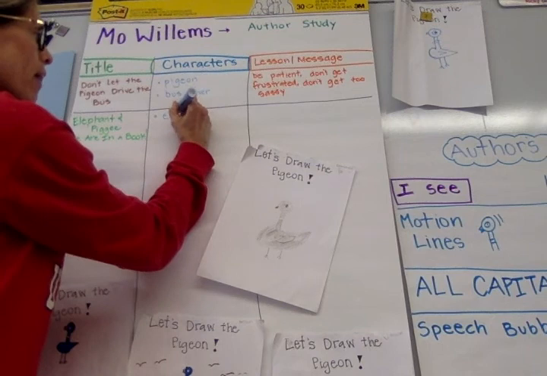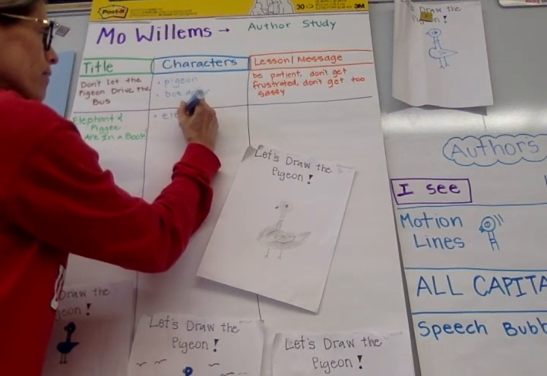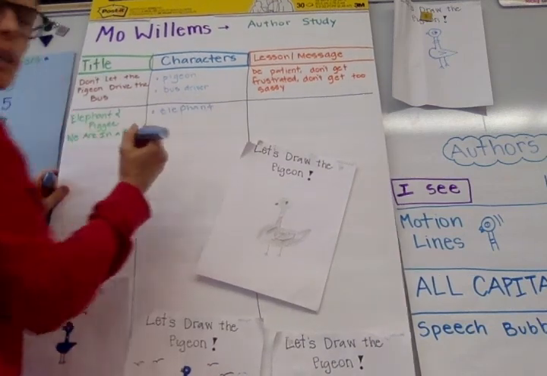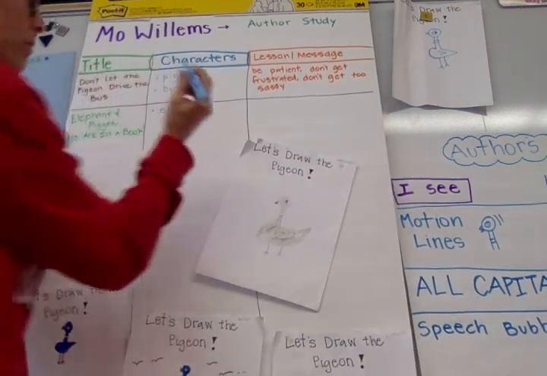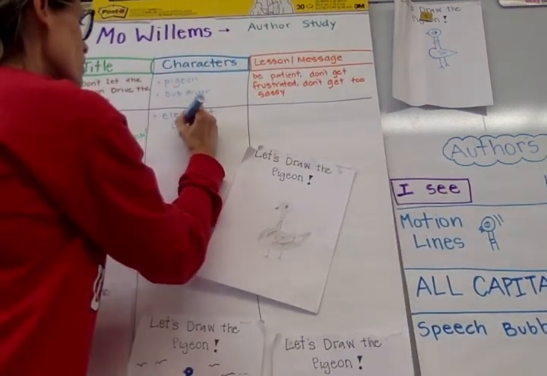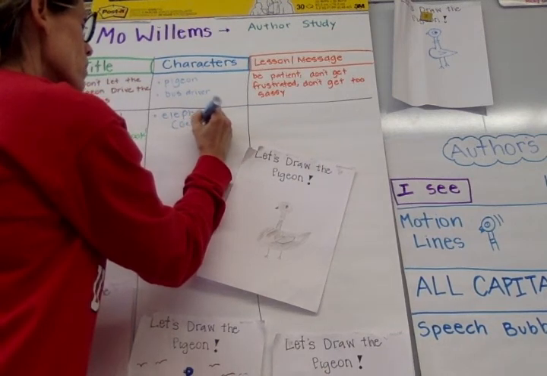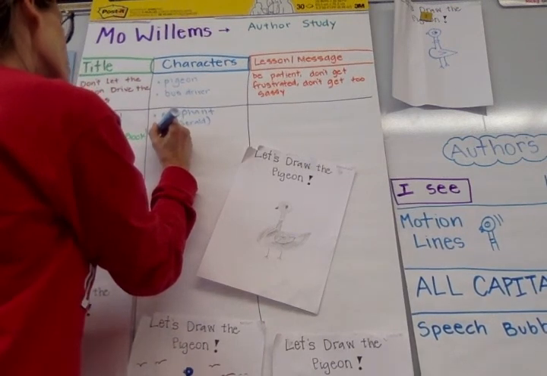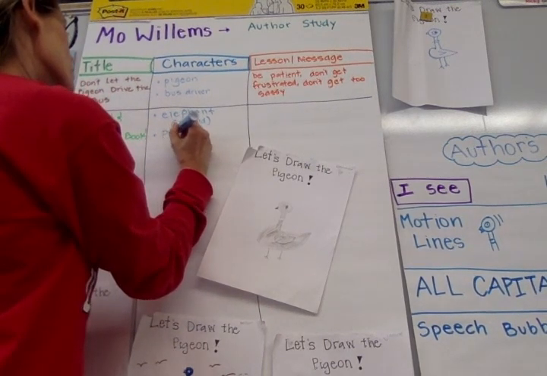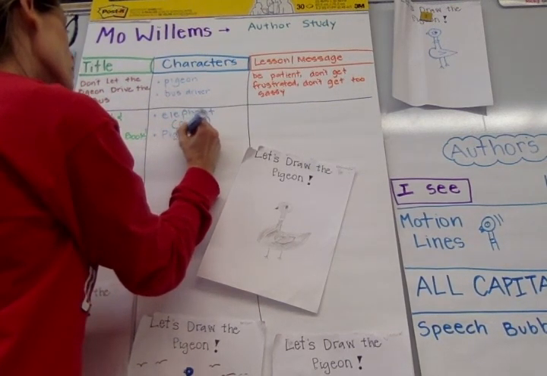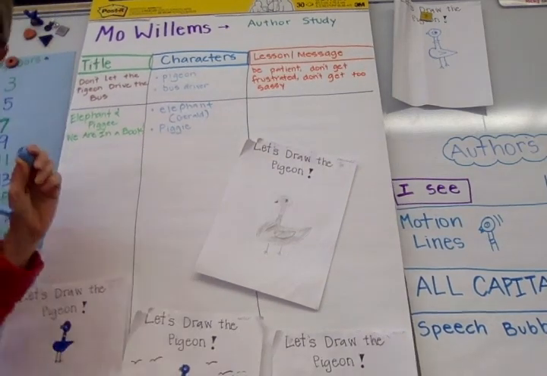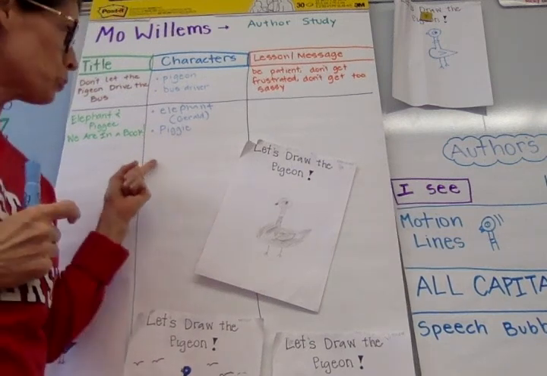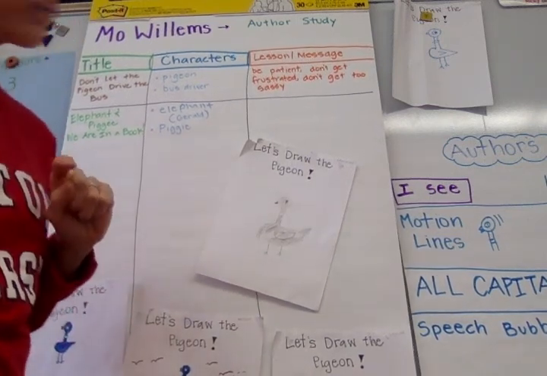All right, elephant. And then in quotes, I'm going to put Gerald. His name is Gerald. Elephant's name is Gerald. And Piggie. Elephant and Piggie are our two characters in our book.